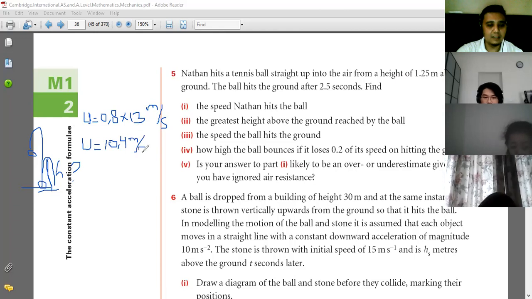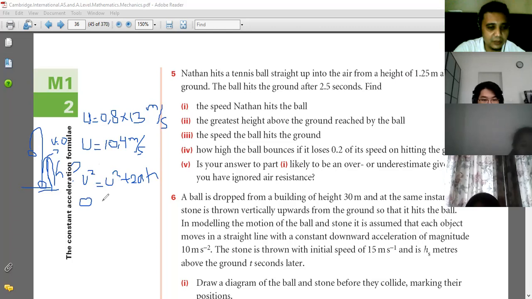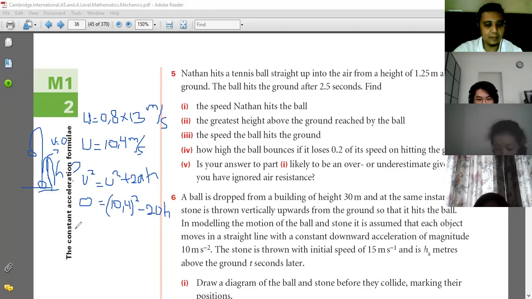Now the question is how high. At the maximum height, the velocity is 0, right? You can use the formula v squared again. V squared equals u squared plus 2 times acceleration times height. This is what we want to find, the height. The v squared is 0, and u squared is 10.4 squared, minus, acceleration is gravity 10, so it's 20 times height. 20 height, move it to the left side, becomes positive.